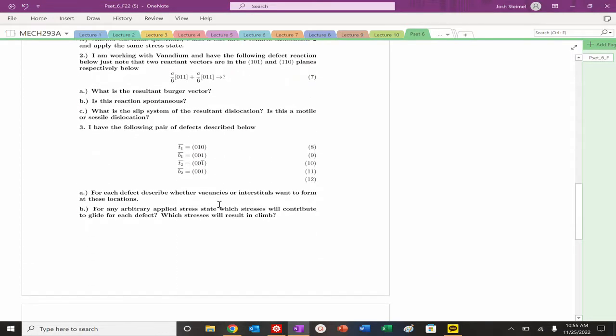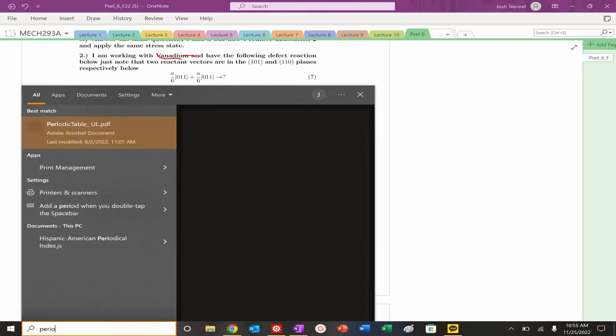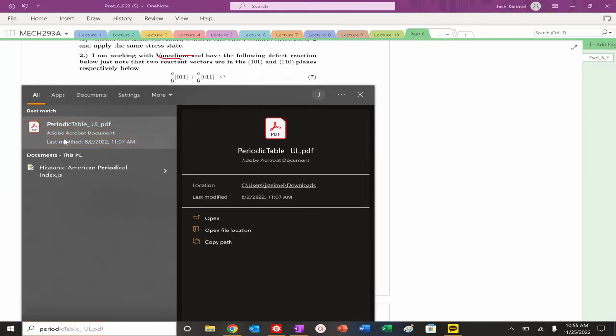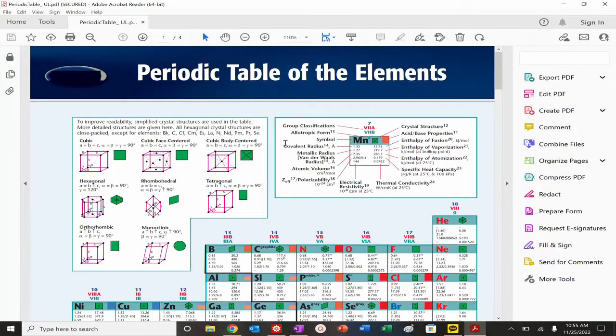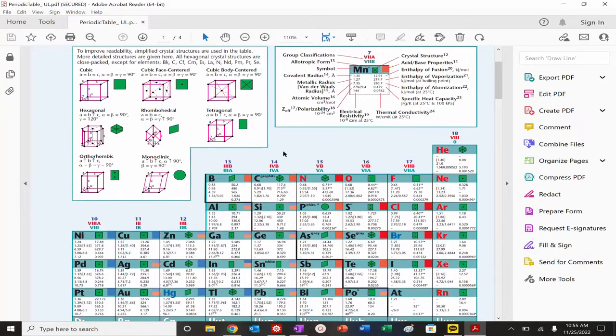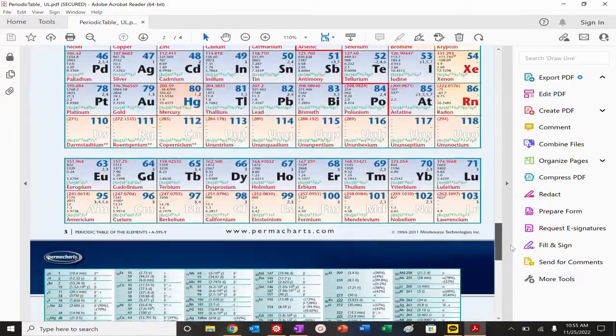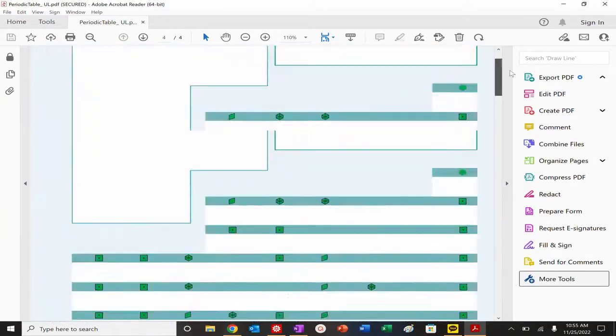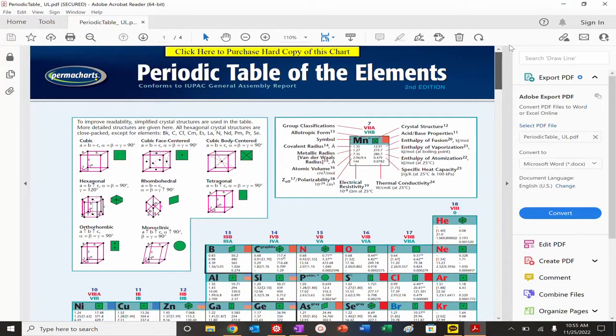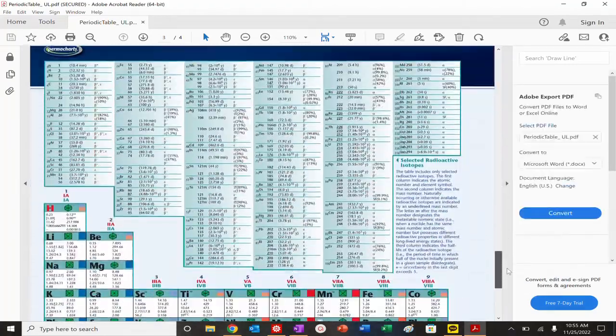All right, now I'm working with vanadium and have the following defect reaction. Actually, what is vanadium? Let's look at the periodic table and see what vanadium is. I believe it is BCC, but let's double check. So we see the cross there. Yep, cubic body centered. So it is a BCC system.